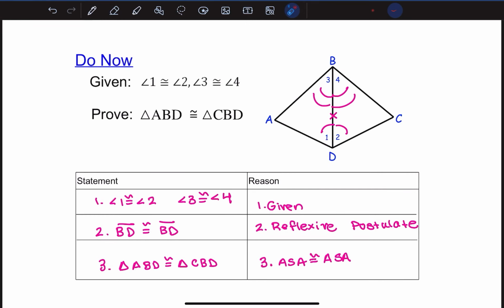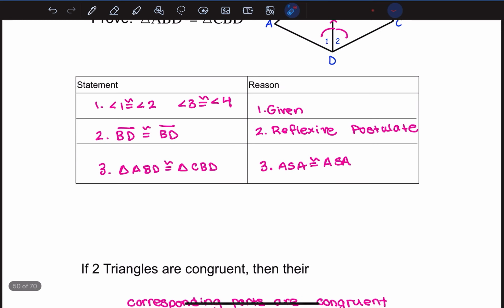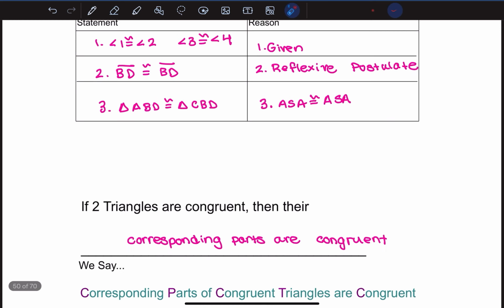The do now for this lesson says that given that angle 1 is congruent to angle 2 and angle 3 is congruent to angle 4, prove that the triangles are congruent. So I mark it up. I have angle, an angle up here, and there is a shared side. So by now you should know we're going to use reflexive, and then you can say that they are congruent by angle, side, angle.